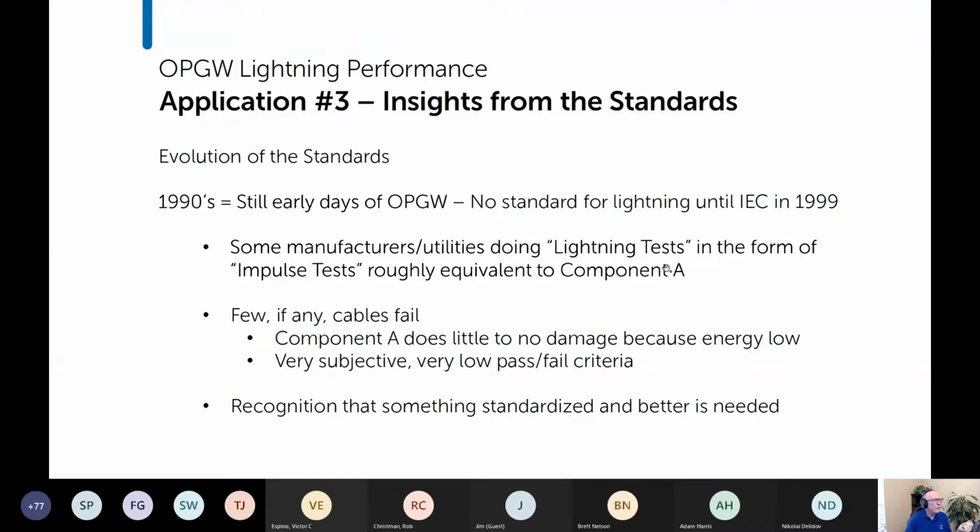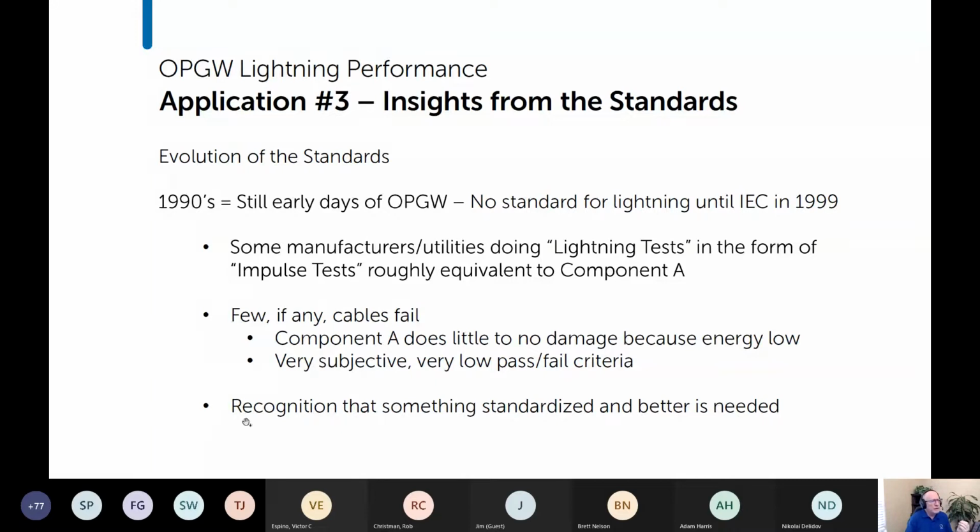Those generally took the form of an impulse test. So basically component A. You would subject a cable to a pulse like 50 kiloamps or 100 kiloamps. I really don't think that too many of them went up to the 200 that you saw on the previous slide. And few, if any, cables failed because that A component doesn't do a lot of damage. The pass-fail criteria was also very subjective and very unclear. It was a standard such as no significant damage. Well, but what does that really mean?